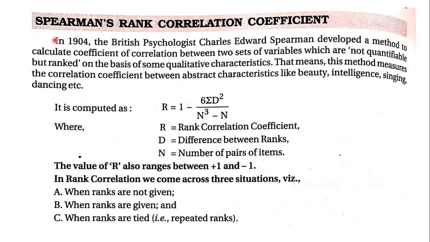And this Spearman's rank correlation coefficient is usually calculated for qualitative characteristics. These are characteristics where we will not be considering numbers. These are qualitative in nature, like intelligence, beauty, the way a person sings or dances. Such things which cannot be quantified are called qualitative.